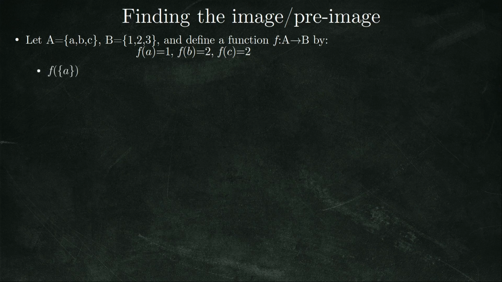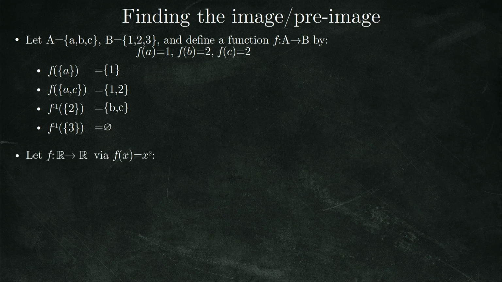So what is the image of this? This should be the set containing 1. Remember, it's a set. So taking the image, it would be the set containing 1 and not just the point 1. What about this? And then what about the pre-image here? So that's the set {b, c}, because both of those things get mapped to 2. Then this. So nothing gets mapped to the point 3, so the pre-image of this is empty.